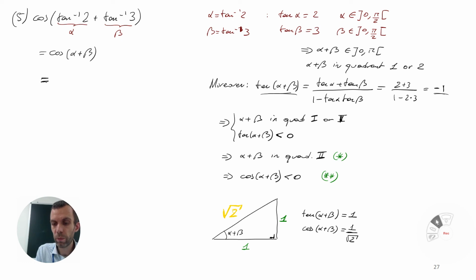And now we can go back to our expression. We had to calculate cosine of alpha plus beta. We found from our triangle that that's 1 over square root of 2. But because of this sign calculation that we did here, we see that we actually have to change the sign and put a minus here to have an answer that is negative. So minus 1 over square root of 2.